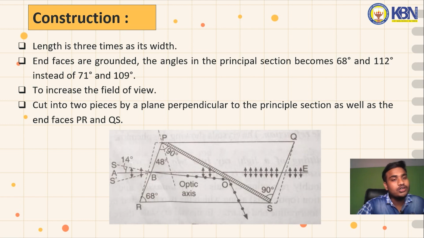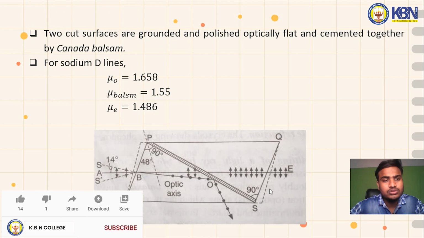In order to increase the field of view, the crystal is cut into two pieces by a plane perpendicular to the principal section as well as the end faces PR and QS. Here you can see PR and QS. These two cut surfaces are ground.